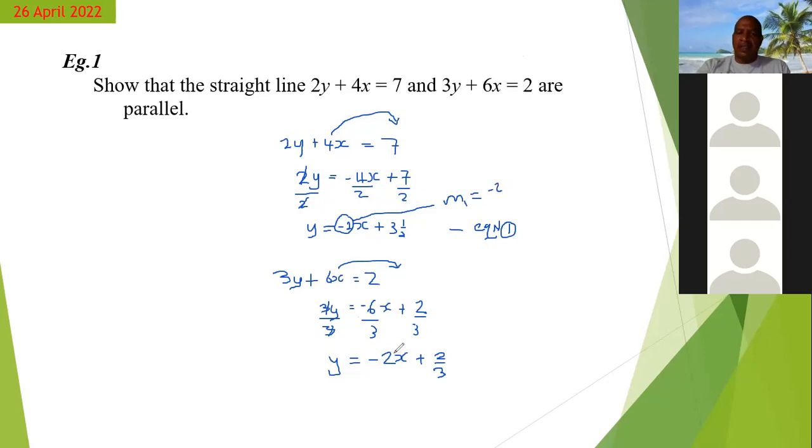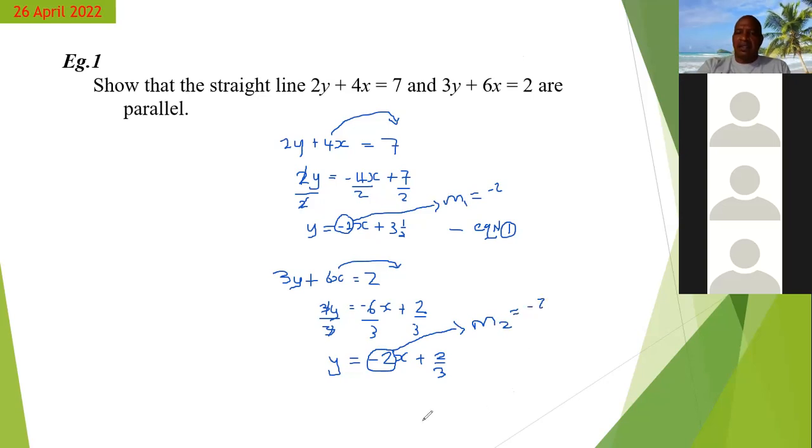Now for the second equation in the form y equal mx plus c, the number beside the x is also the gradient. And so we can call that m2, and that would be equal to -2.